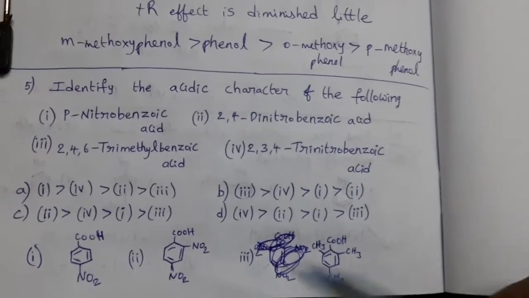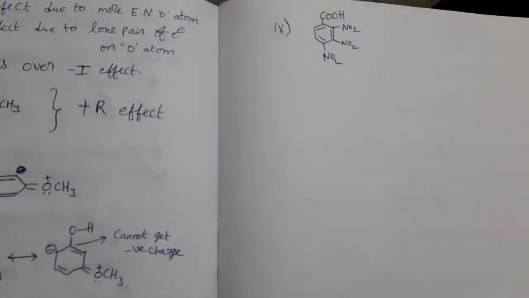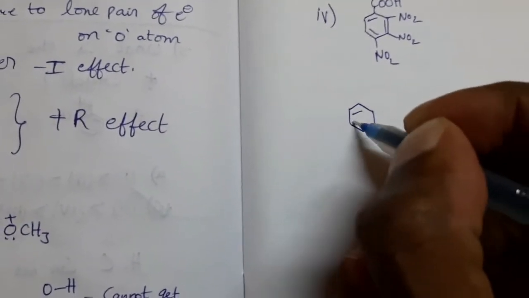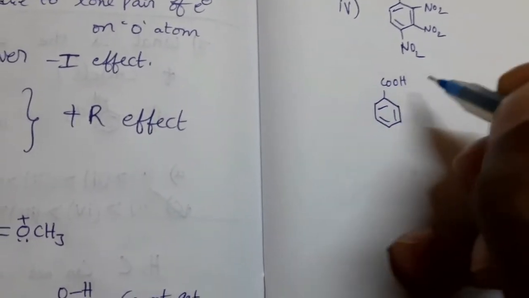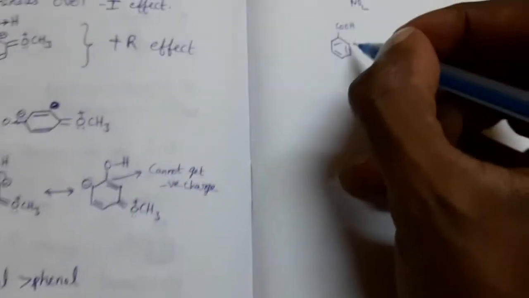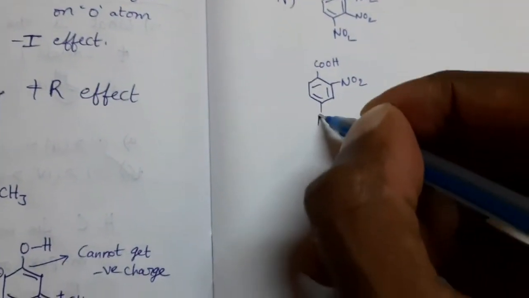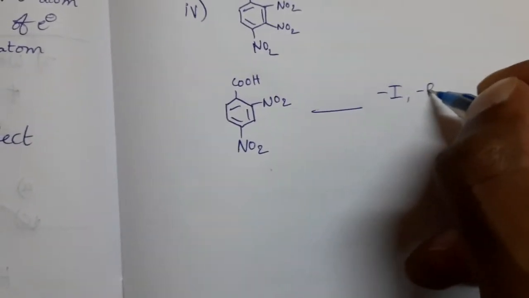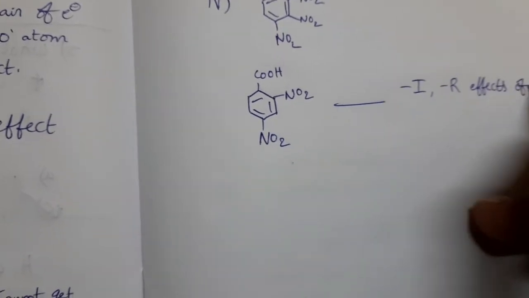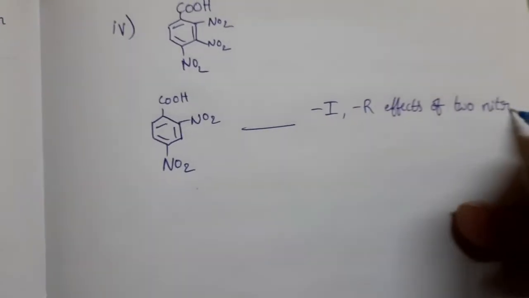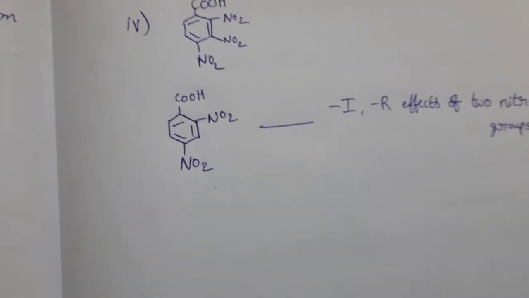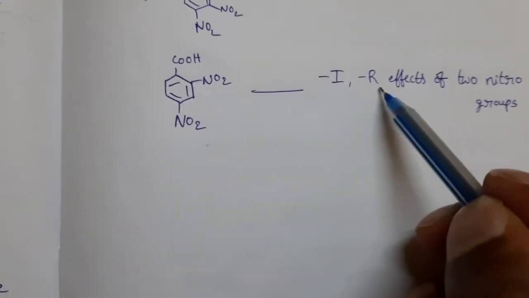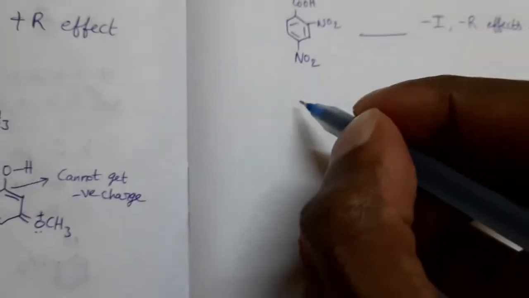So, in this structure 2, what effects can we observe? See here, structure 2, COOH, NO2 group. In this, we can observe minus I, minus R effects of two nitro groups. Since NO2 group is an electron withdrawing group, we observe negative inductive effect and negative resonance effect for these two groups.